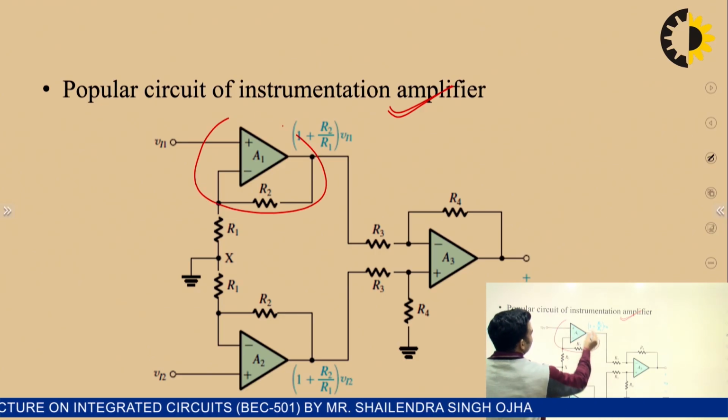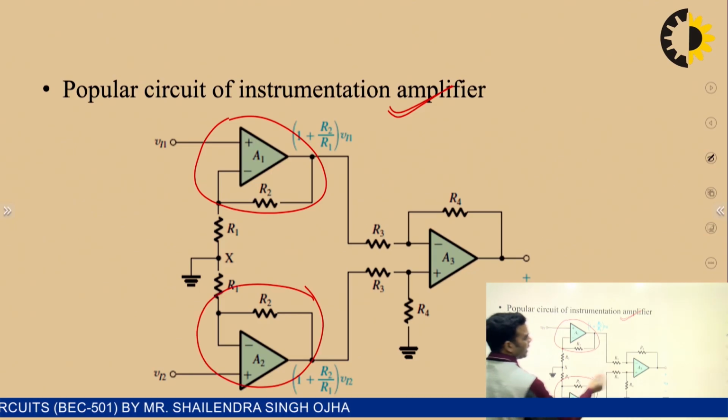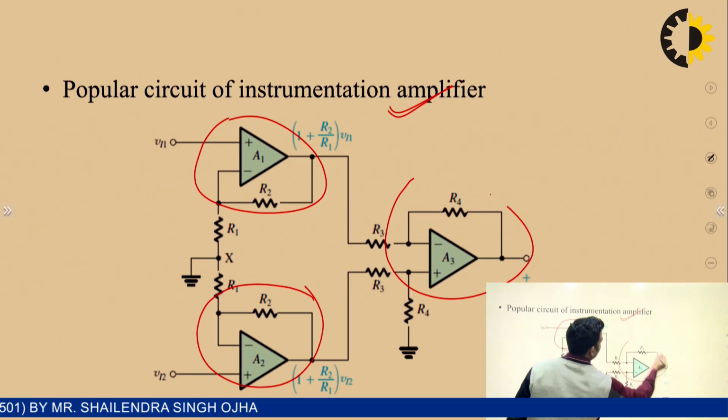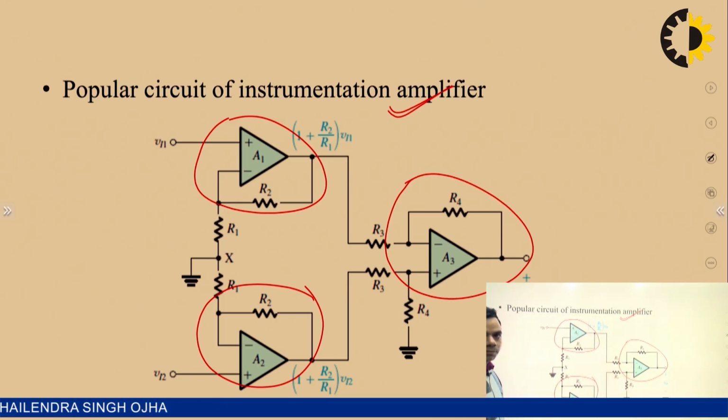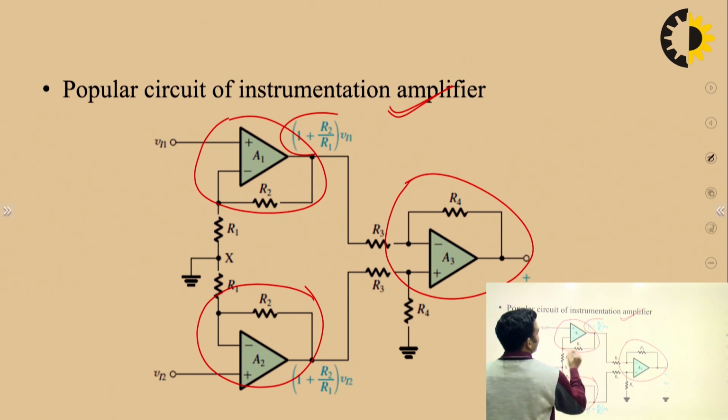One operational amplifier is connected here, second operational amplifier, and this is the third operational amplifier. This is used in non-inverting mode, this is also used in non-inverting mode, and its gain will be 1 plus R2 upon R1. Its gain will also be equal to 1 plus R2 upon R1.